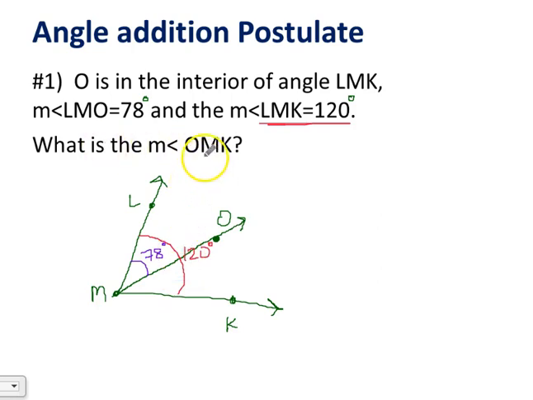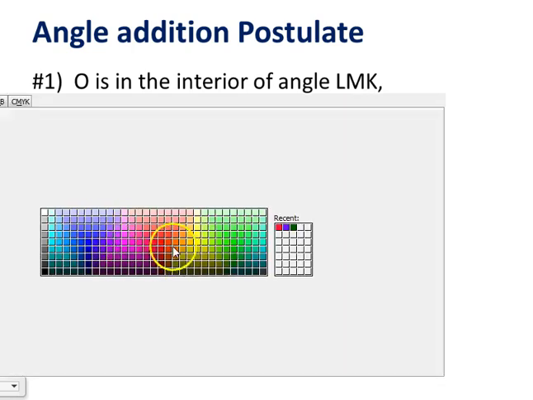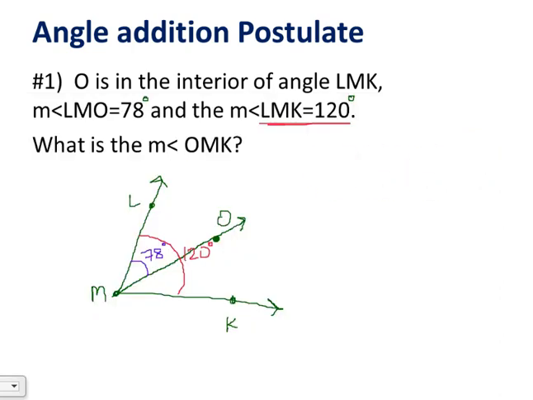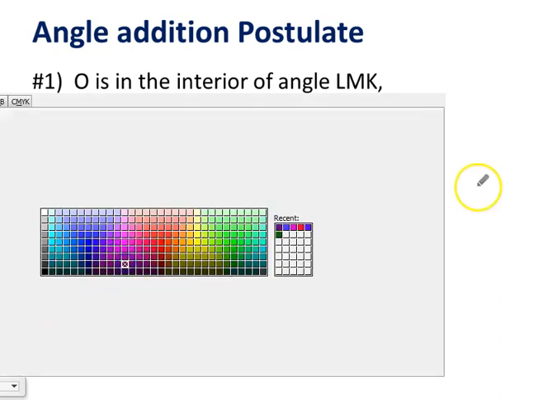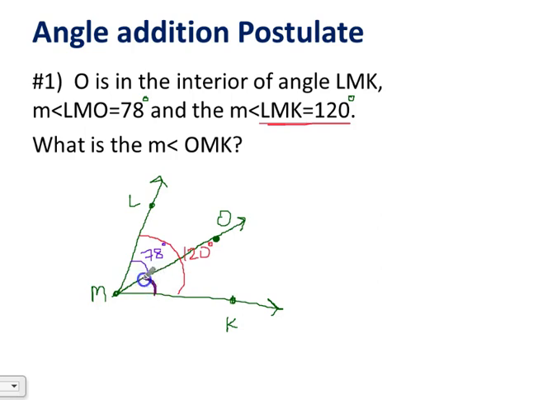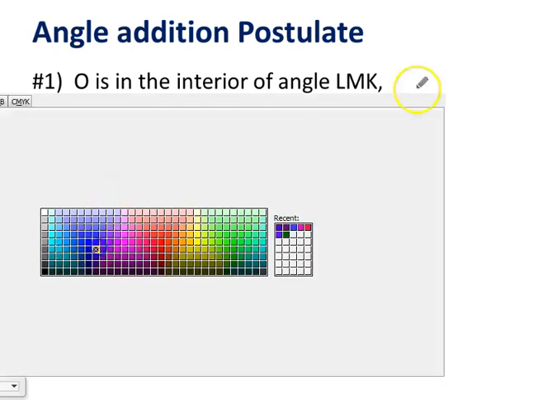And we want to find the measurement of angle OMK. So we want to find the measurement of OMK. And let's label that, what have I not used? Blue? No, I already used blue. How about purple? So this angle right here, we don't know what that is. We're trying to find that angle measurement. So we've got everything else labeled.